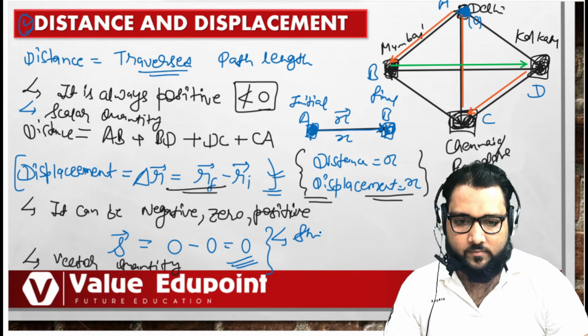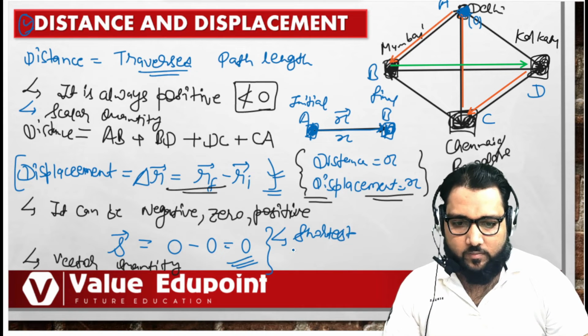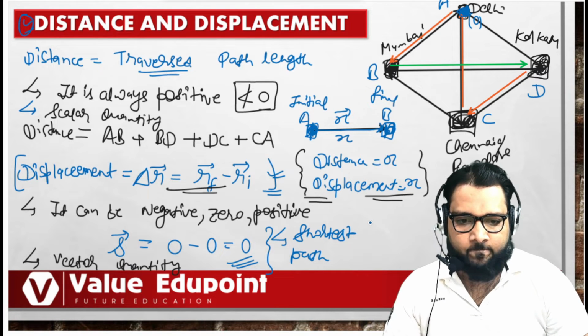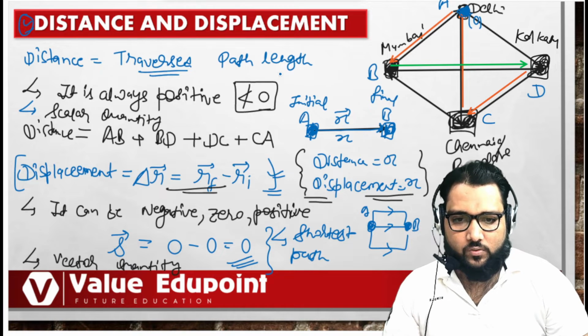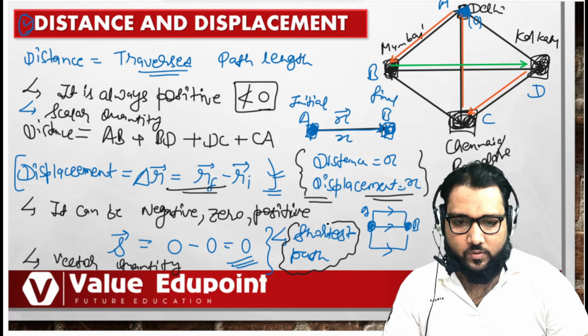Shortest path. So how can we understand this shortest path? Suppose that here are two places, A and B. One guy comes directly here in this route, one guy goes inside this route, and one guy goes directly here. So this is the shortest path. This is very important again. This concept is also important, shortest path. So displacement is the shortest path.